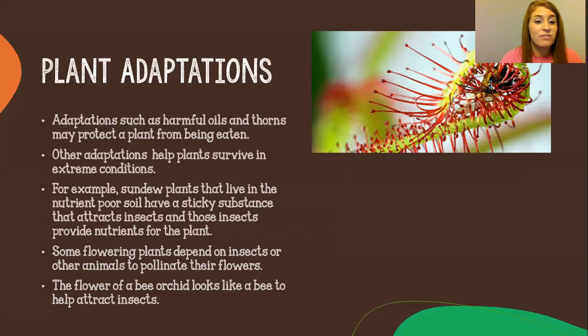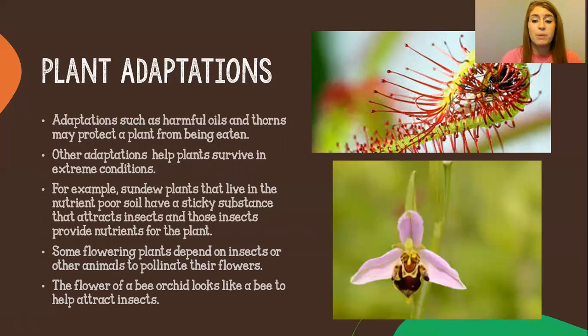And then we've got the flower like the bee orchid that actually looks like a bee to help attract the insects that the plant needs to carry its pollen. Here you can see it looks like there's a bee that's landed on that plant, but there's no bee on that flower. That is actually what the flower looks like. That is a bee orchid, and it's named pretty appropriately, right?